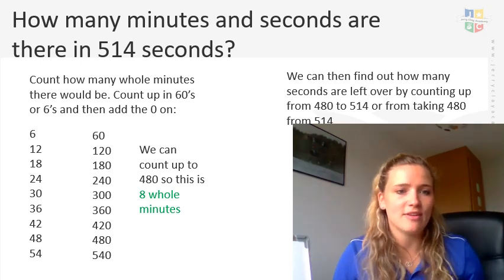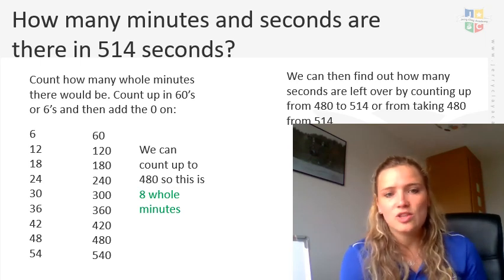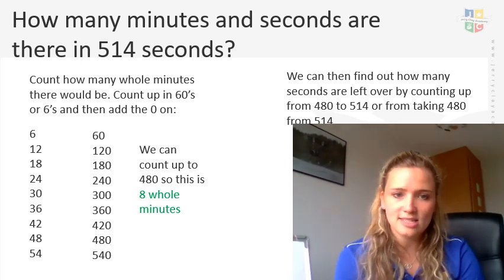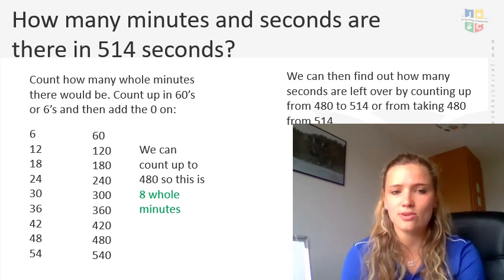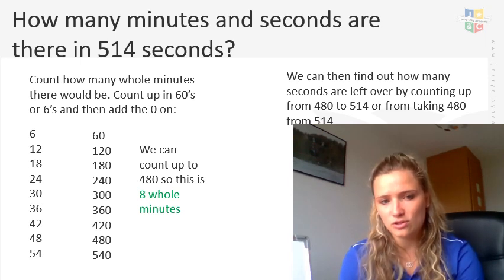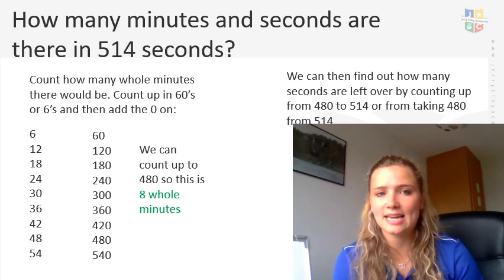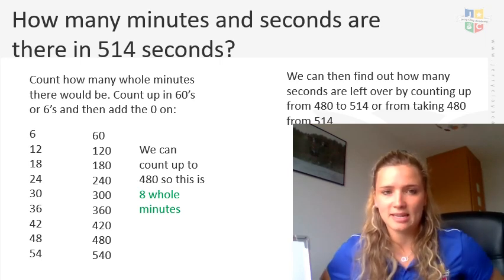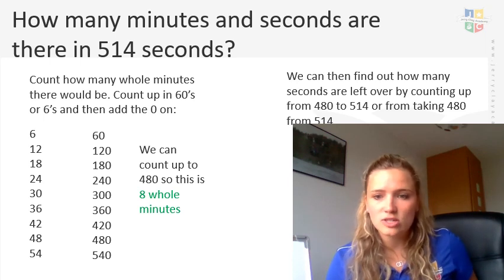So we've got 6, 12, 18, 24, 30, 36, 42, 48, 54. So then what I'm going to do is put a 0 on the end so that we're counting in 60. So you can see I've got 60, 120, 180, 240, 300, 360, 420, 480, 540. Now, if we look at how many seconds we've got, 514, we only need to go up to a number that is before that. So we can see that 540 is too much.